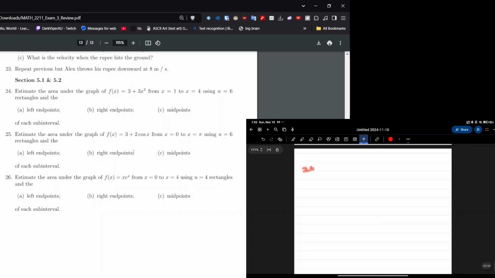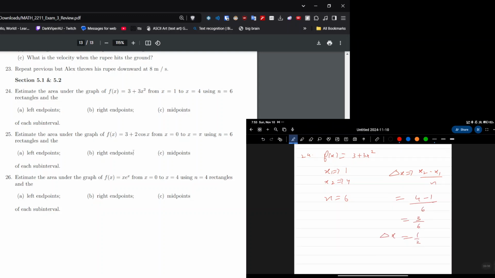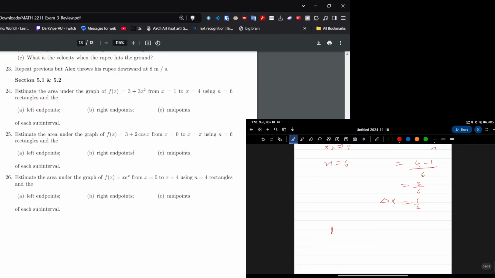Okay, 24. I'm getting rid of this first because we need to focus more on antiderivative. This will come in the exam, by the way. They have at least one question of this type. So f of x equals 3 plus 3x squared. x1 is 1, x2 is 4, and your n is 6. The formula for delta x is x2 minus x1 over n. So 4 minus 1 over 6, 3 over 6, which is 1 over 2. So you need a gap of 1 over 2, and your x starts from 1, ends at 4.